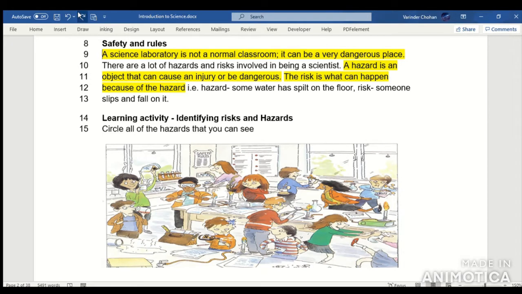Can we also just add a note on the side just to say that we need to learn what the definition of a hazard and risk is.